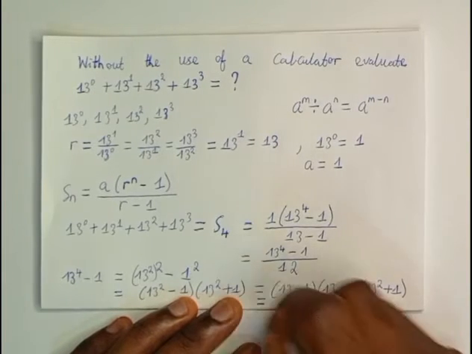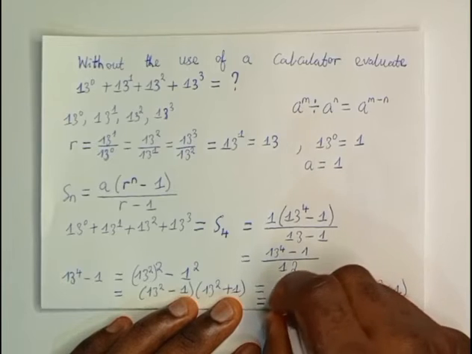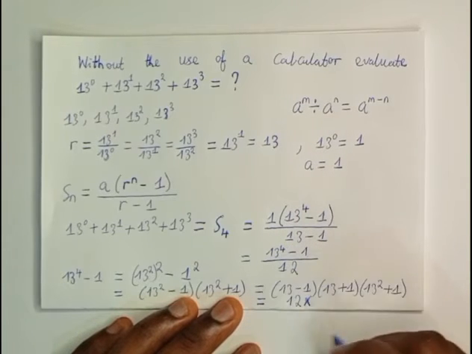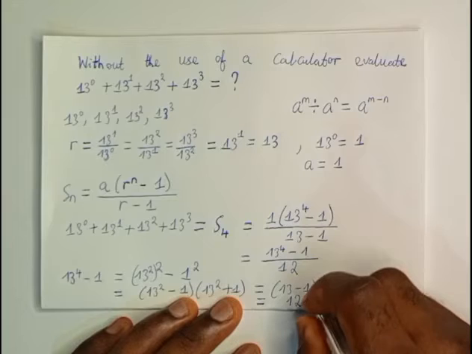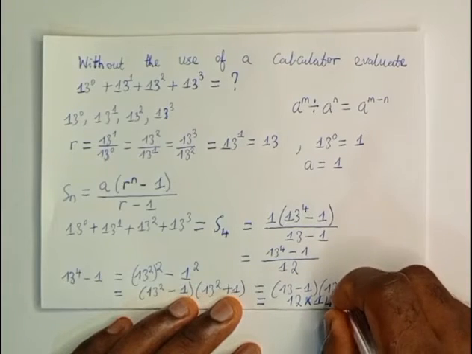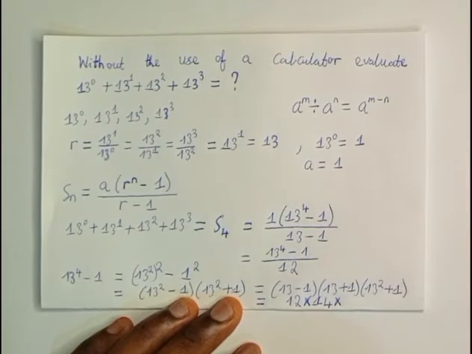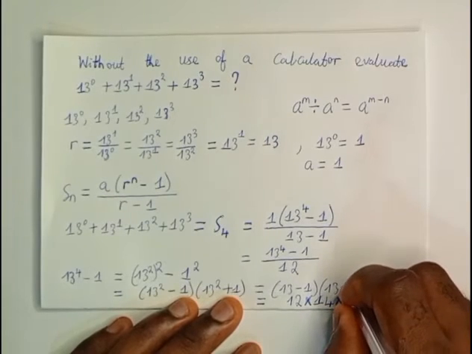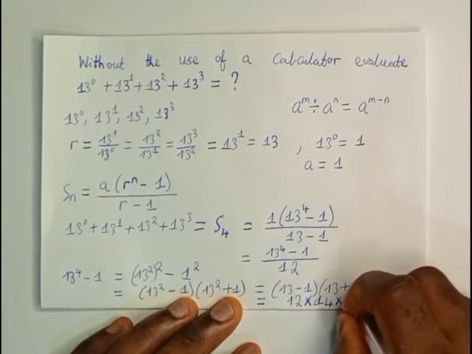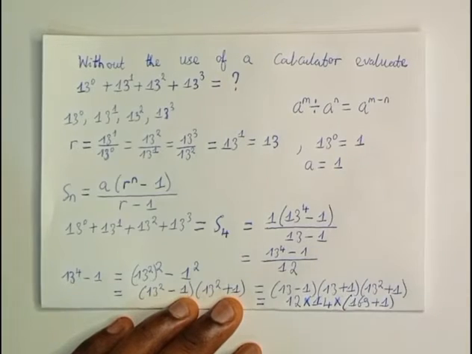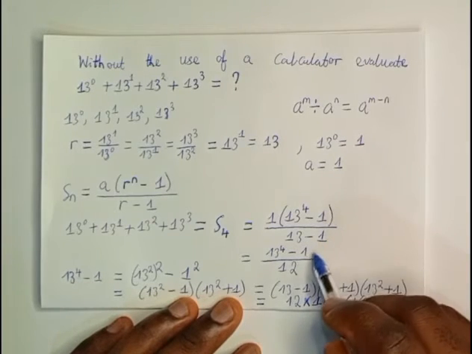This will simply be equal to 13 minus 1 gives us 12 times 13 plus 1 gives us 14 times 13 squared plus 1, which is 13 squared gives us 169 plus 1. We are going to insert them here.